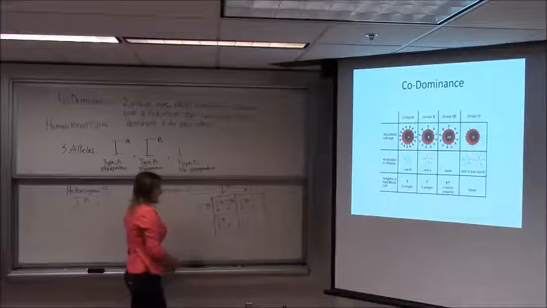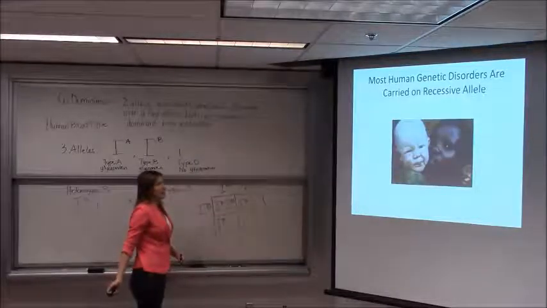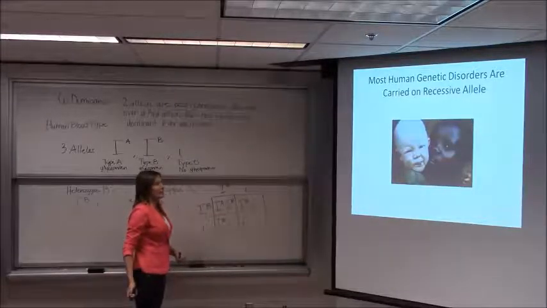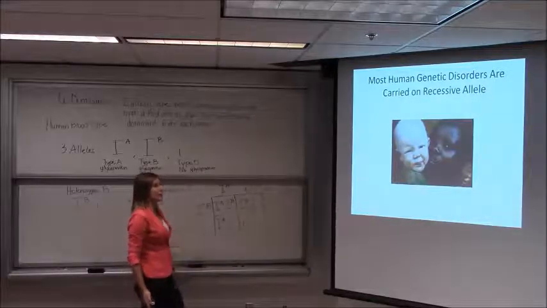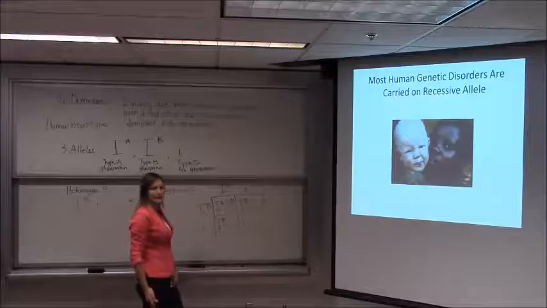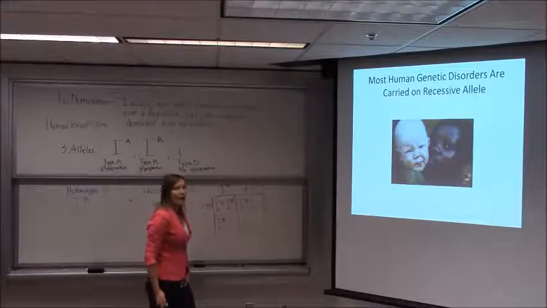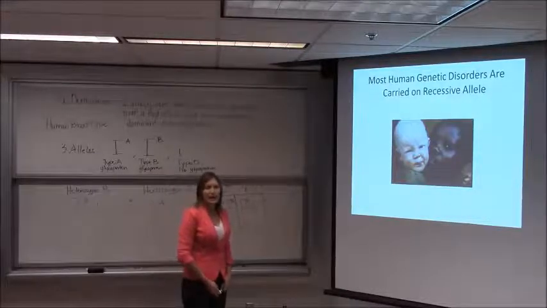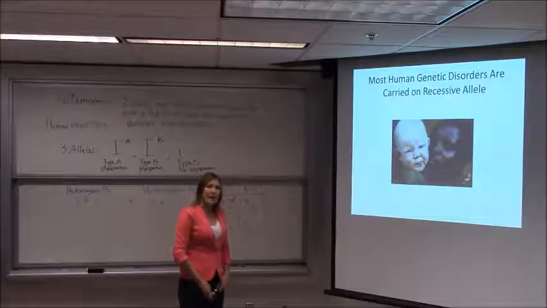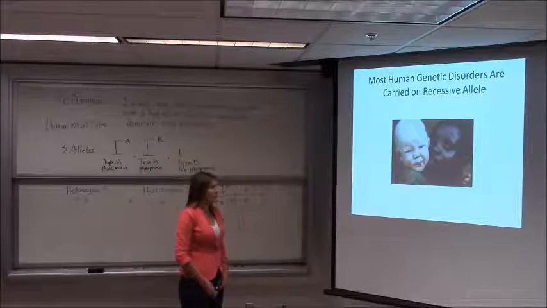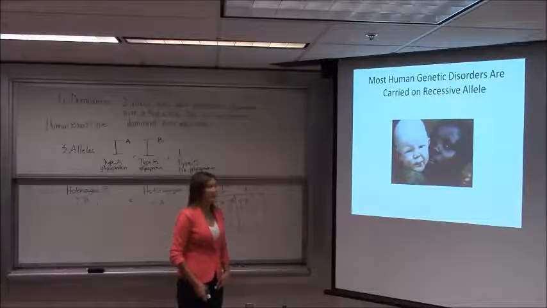The next category of inheritance we're going to look at is when genetic disorders are carried on the dominant allele. So we've already said that most human genetic disorders are carried on the recessive allele. This is autosomally inherited albinism. There is an X-linked form of albinism that's carried on the X chromosome.